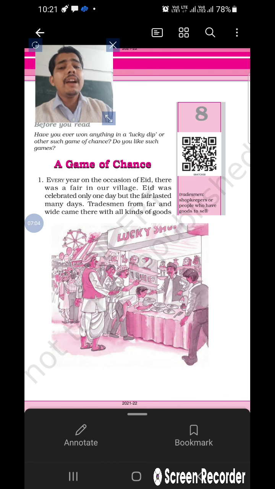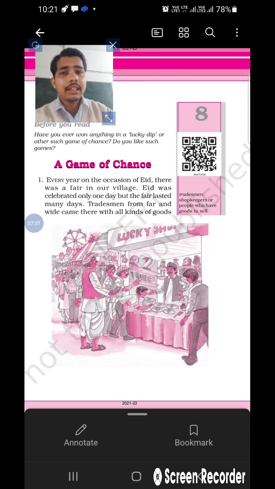there was a fair. Fair means mela, where many people gather, they purchase things, they enjoy things, they play games. This is known as a fair. Every year, on the festival of Eid, there was a fair organized in the author's village, in the writer's village. Eid was celebrated only one day, but the fair lasted many days.